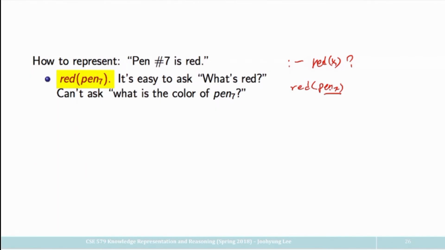That's good. The problem is, if you want to ask in the different direction, what is the color of pen 7, this becomes difficult, because this X ranges over the objects, the arguments. It doesn't actually range over the predicate. If you actually want to range over the predicate, that becomes second order logic. It's no longer first order. And second order logic, of course, is harder than first order logic. Okay? All right.